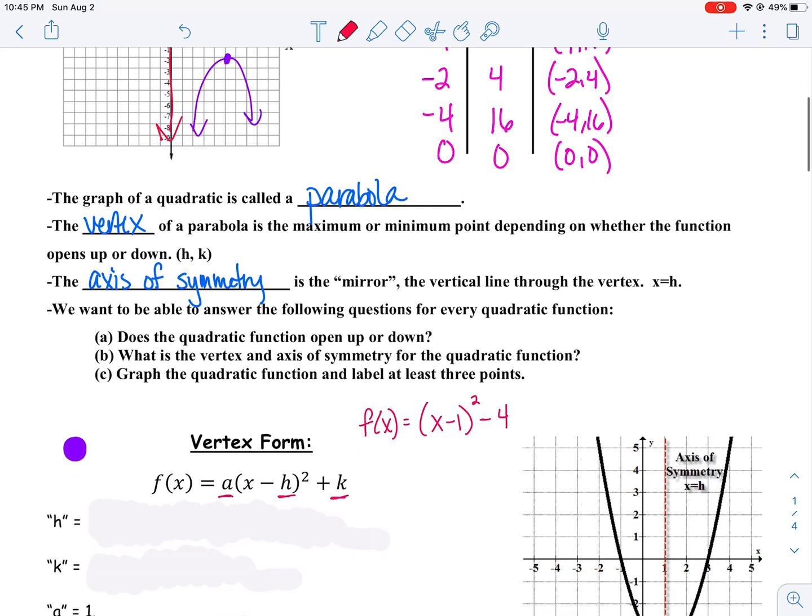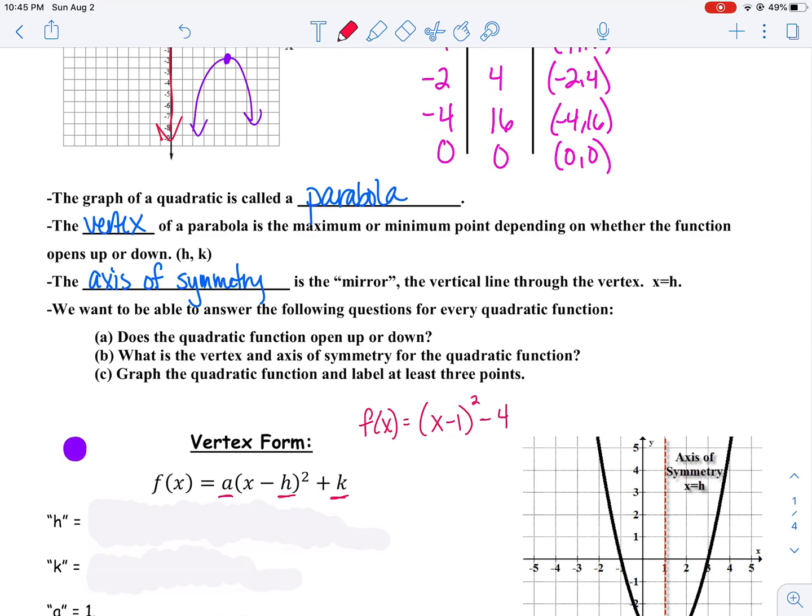Now, when we're graphing these quadratic functions, we should always be able to answer a couple different questions. 1, does your quadratic function open up or down? Do you have a minimum or a maximum? What is the vertex of your parabola? Where is that little bottom part or top part at? And then what is your axis of symmetry? From that vertex, your axis of symmetry should slice right through that vertex.